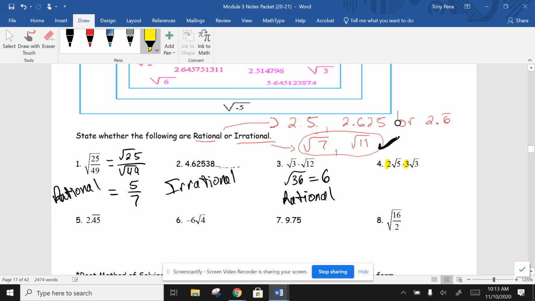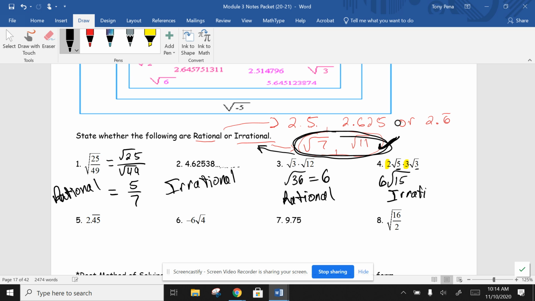All right, so now number 4, here. The number in front of the first one is 2. The number in front of the second one is a 3. So those get multiplied together to give you a 6. And then the square root terms, the 5 and the 3 get multiplied together to give you a 15. And then that's the square root of 15. So then what you have to now determine is, is 15 a perfect square? Can I actually do the square root of 15? No. When that happens, that's when we're dealing with an irrational number. So this is irrational.